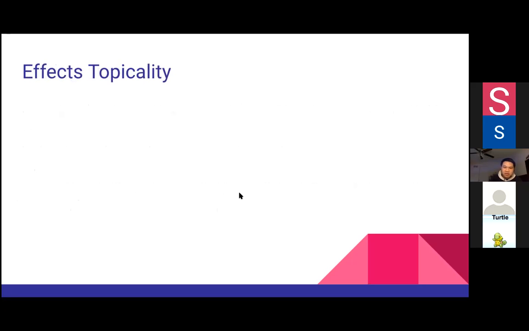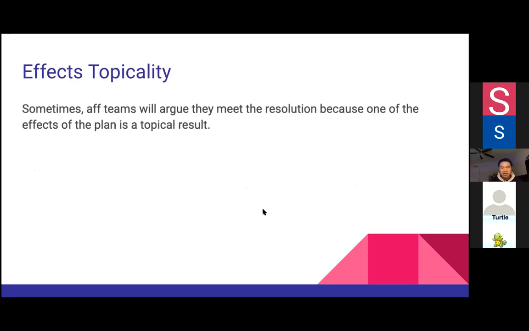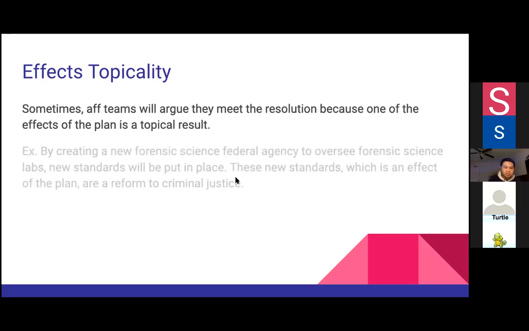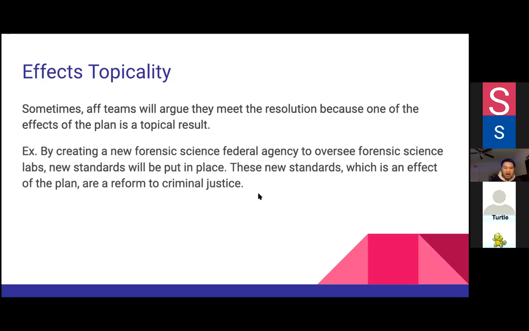The next special topicality argument that's worth noting is effects topicality. Sometimes if you read a topicality argument in the 1NC, the 2AC might say, oh, we meet the resolution because one of the effects of the plan is a topical result. For example, there are AFFs this year that say we're going to create a new forensic science federal agency. Creating a new forensic science federal agency may not necessarily actually reform forensic science, especially in the area of criminal justice, because it doesn't put in place any new standards, it doesn't regulate any practices, it just says we're going to establish this agency and things will happen.